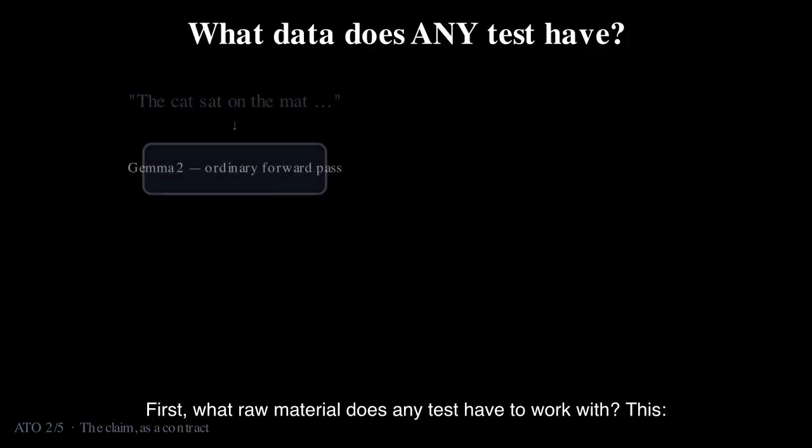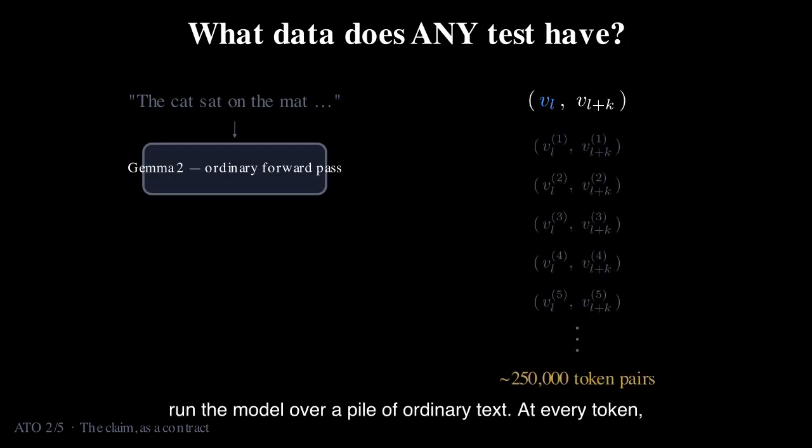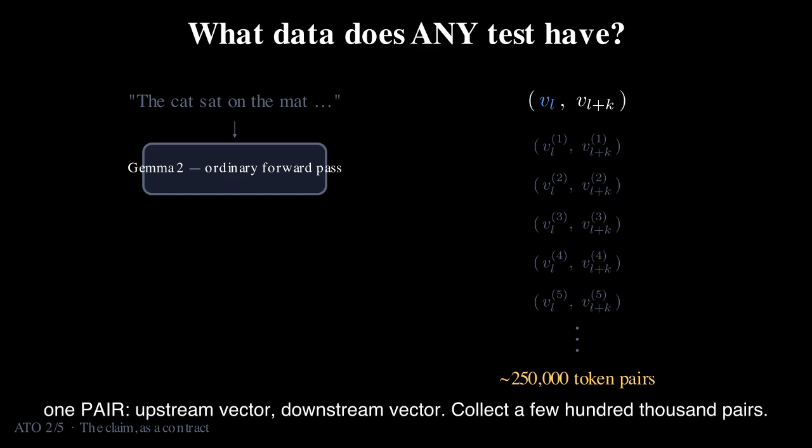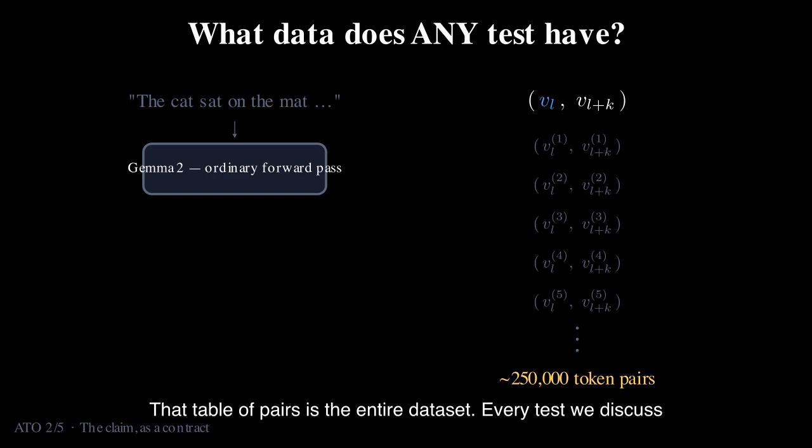First, what raw material does any test have to work with? This. Run the model over a pile of ordinary text. At every token, the stream passes layer L. Record that vector. It later passes layer L plus K. Record that too. Each token gives you 1 pair. Upstream vector, downstream vector. Collect a few 100,000 pairs. That table of pairs is the entire dataset. Every test we discuss today is some computation on this table.